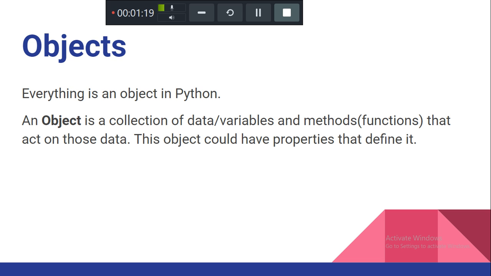Now, I'm sure there are a couple of words in the definition of what an object is that are confusing some of you. Words like variables, methods, and maybe data. But we'll discuss all that as we proceed in the lesson.